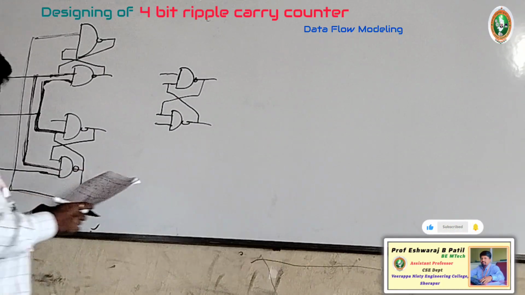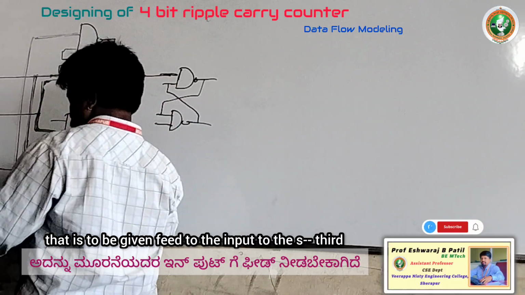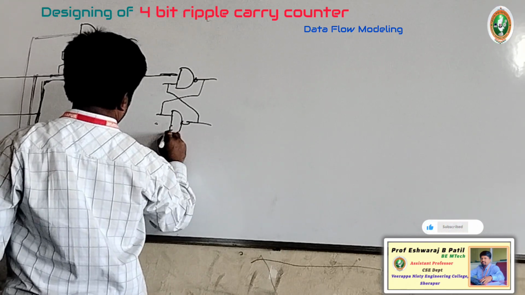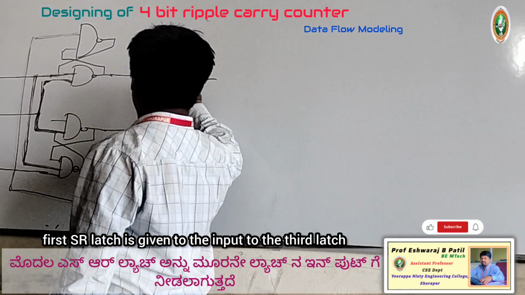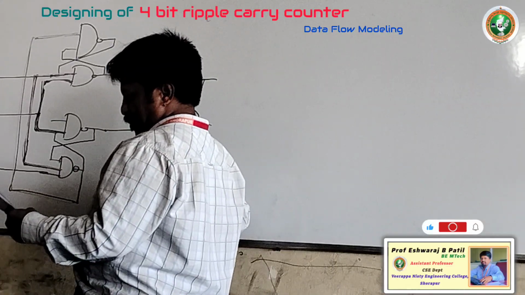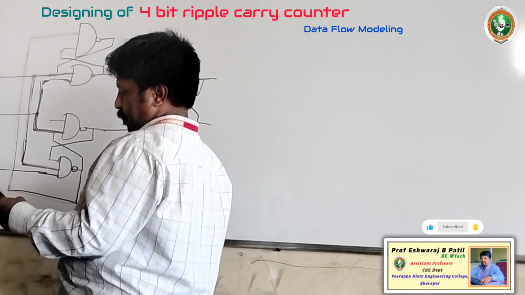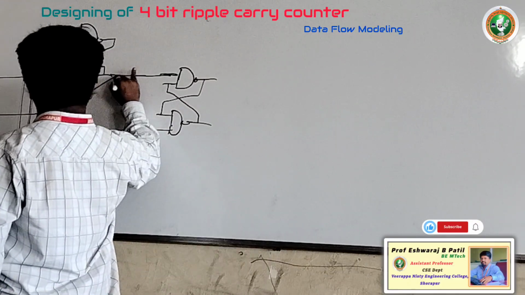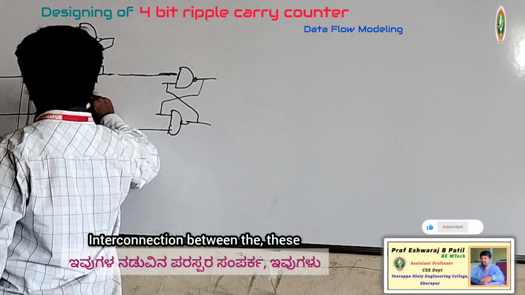Now we will see how to design the second SR latch. It is to be given as the input to the third, and also this is given as the input to the output of the first latch. The first SR latch's output is given to the input of the third latch, and the output of this second latch is given to the input of the other. Also I have the interconnection between these two.